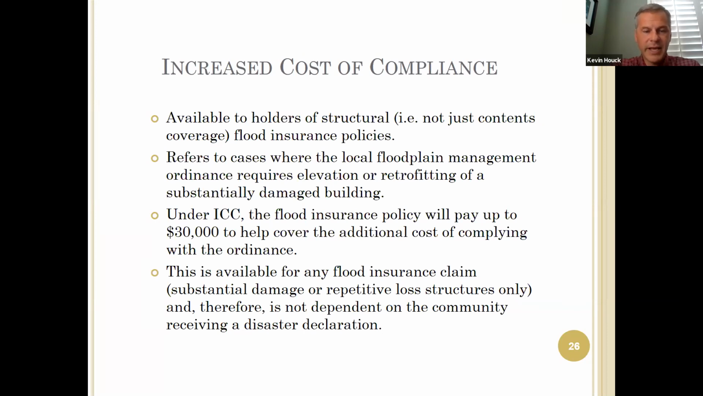Okay, this last bullet's kind of important, and it's a bit of minutia, but just be aware of it in case they ask this on the test. It's available for any flood insurance claim. So it has to be substantial damage on an insured structure due to a flood, substantial damage or repetitive loss structure only, and it's not dependent on the community receiving a disaster declaration. Okay, so keep those points in mind. And again, I'm happy to discuss this when the time comes, but I'm pretty certain Diana's got this in Unit 9 as well, that we'll go over this again.